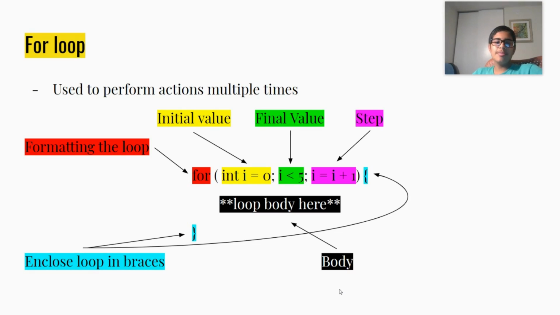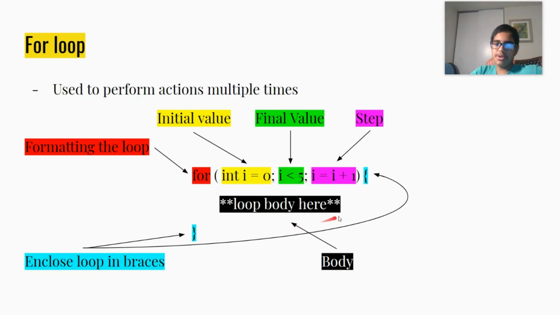The next loop we'll be discussing is the for loop. The for loop is basically used to perform actions over and over and over again. So this is the syntax. Over here we have the format of the loop, which is for, and then the parentheses. Inside, first we put in the initial value, then we put in the final value, and then we put in the step. So over here we have i is equal to 0, i less than 5, and the step is i is equal to i plus 1.